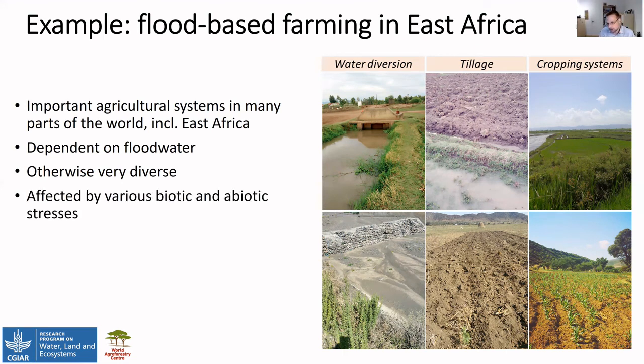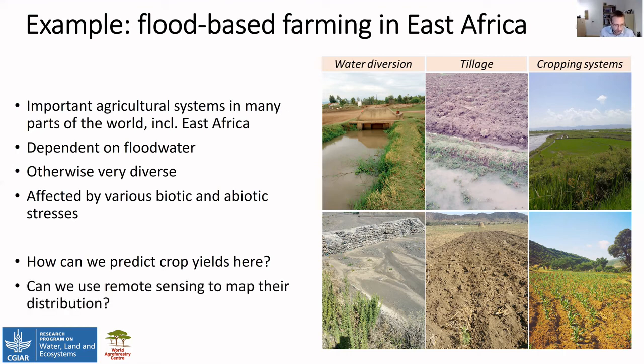But of course, as in all smallholder farming settings especially, the farmers are affected by all kinds of biotic and abiotic stresses. And the soil hydrology is quite particular in such systems as well, which basically means that the classic crop models that we often use in various contexts don't quite work in such a setting. So how can we predict crop yields in such a situation? And the other question was, can we actually use remote sensing to map the distribution of such systems, considering that they all look rather different?